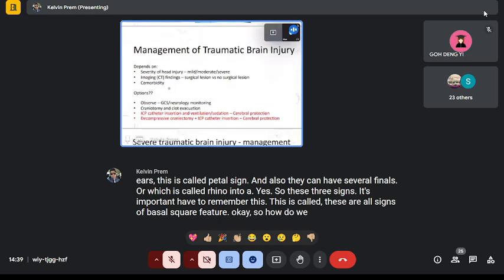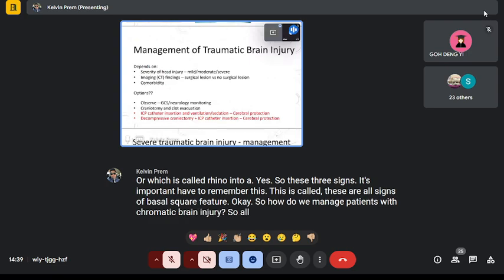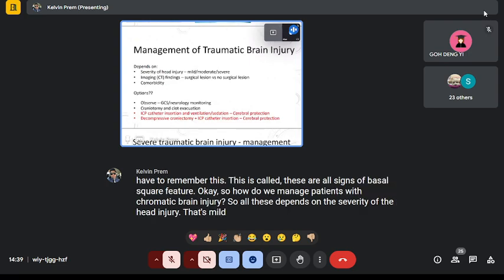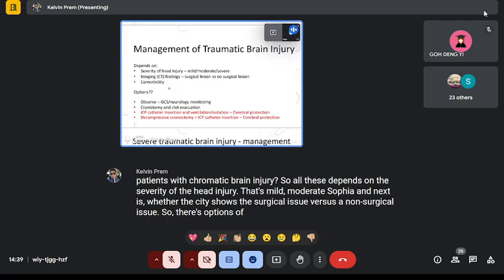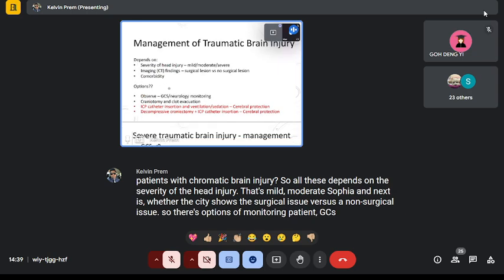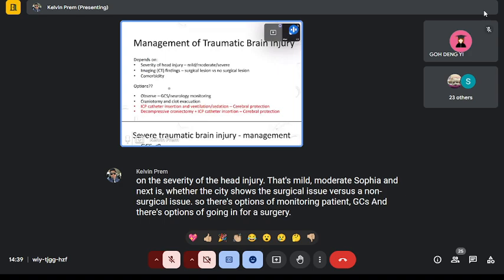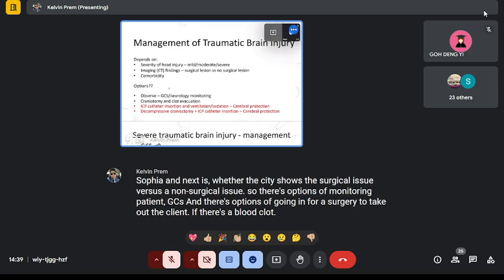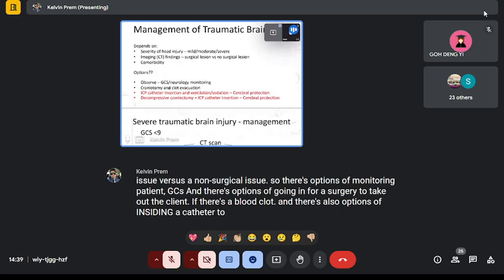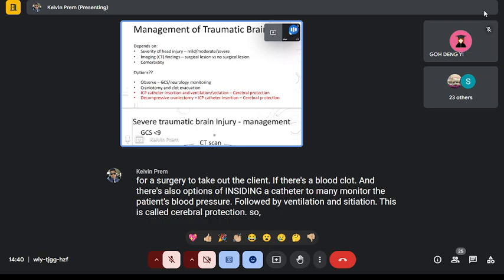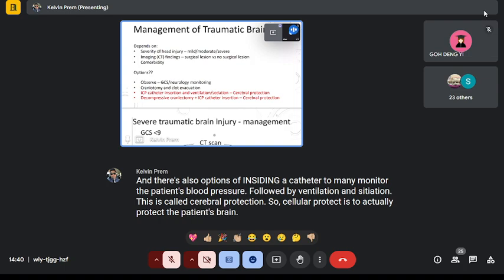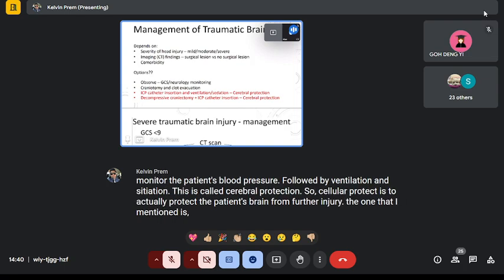Okay, so how do we manage patients with traumatic brain injury? All this depends on the severity of the head injury, whether it's mild, moderate, or severe. Next is whether the CT shows a surgical lesion versus a non-surgical lesion. So there's the option of monitoring the patient's GCS, and there's the option of going in for surgery to take out the clot if there's a blood clot. There's also the option of inserting a catheter to monitor the patient's blood pressure, followed by ventilation and sedation. This is called cerebral protection. Cerebral protection is to protect the patient's brain from further injury. The injury that I mentioned is now called secondary brain insults.